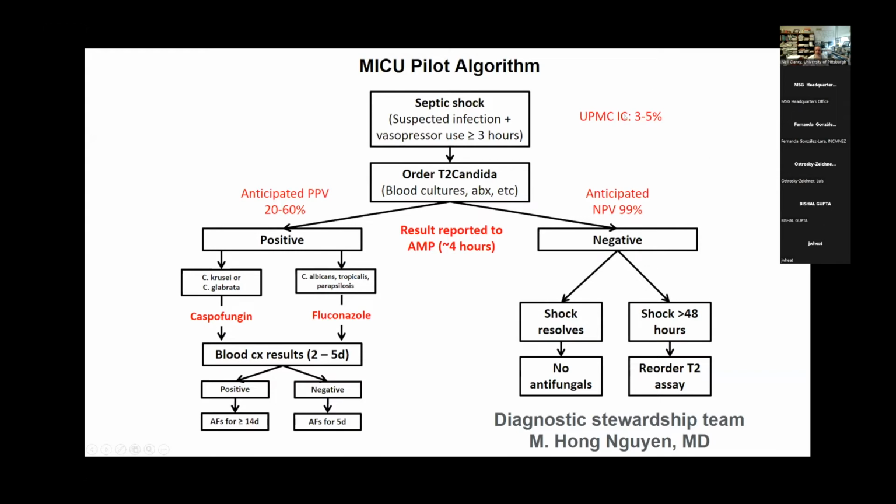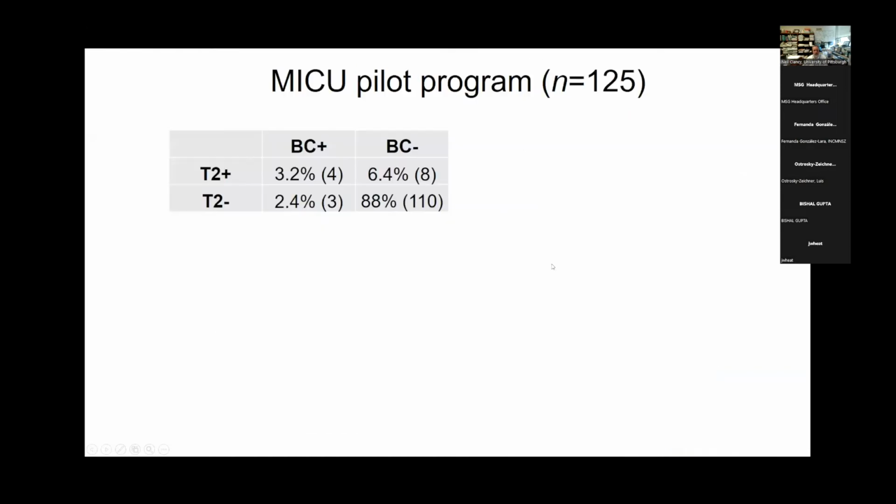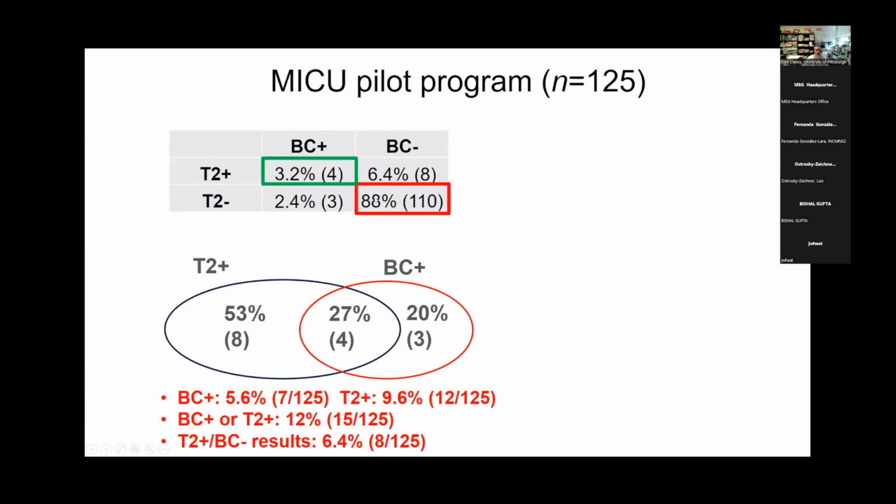We did our calculations. We know 3 to 5% of our patients fitting our inclusion criteria typically test positive for candidemia. So with that, we exploited both positive and negative predictive values to put a treatment algorithm in place. And prior to COVID, here were our pilot data with the first 125 patients with sepsis in the MICU. 88%, or 110, of them were negative by both a blood culture and T2 Candida. 4 patients, or 3%, were positive by both blood culture and T2 Candida. And then the remainder had discordant results.